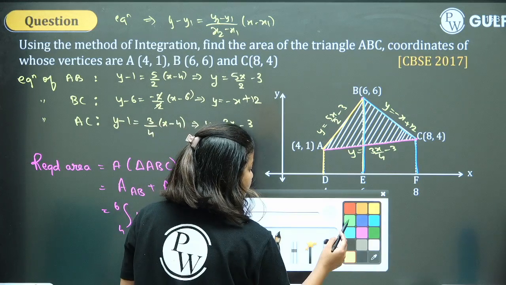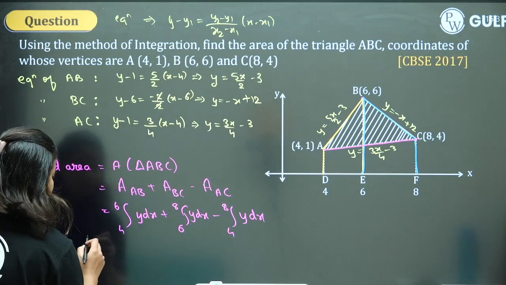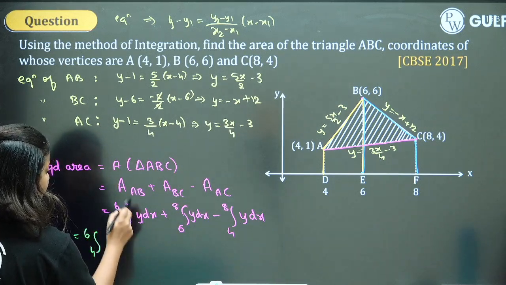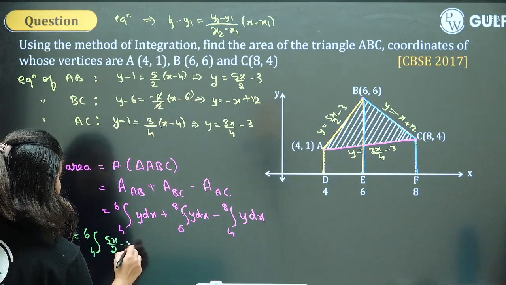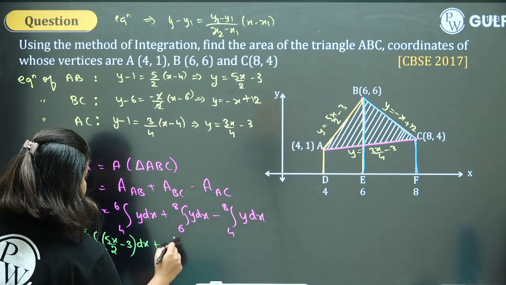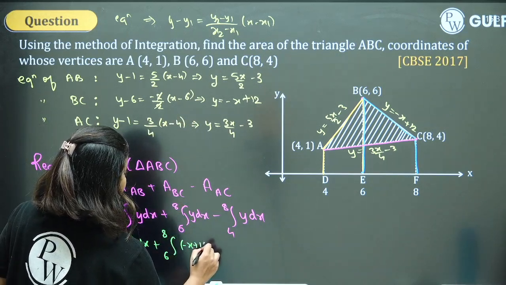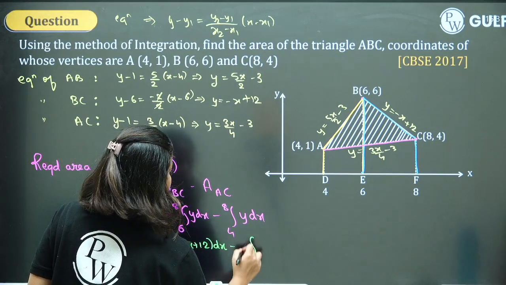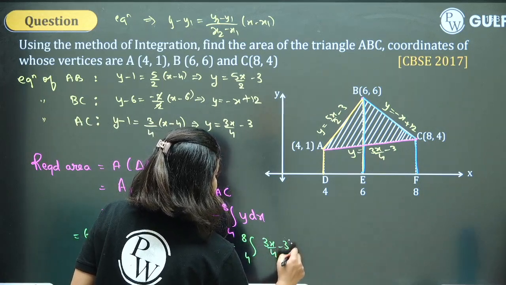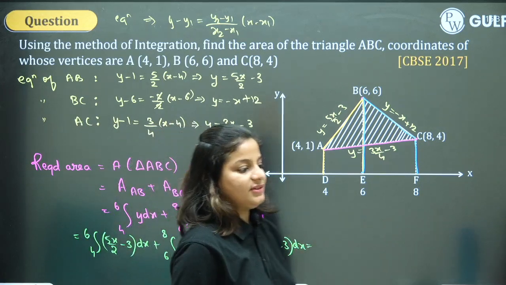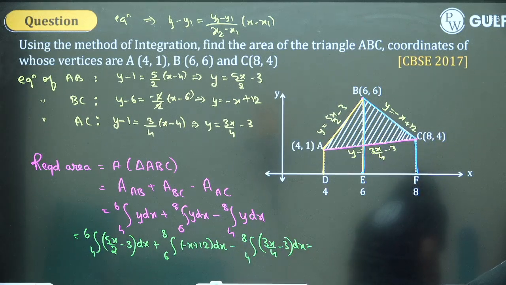Substitute all three equations here. ठीक है, मेरे को लगता है कलर चेंज ही कर देना चाहिए, पिंक बड़ा इरिटेटिंग है. 4 to 6, what is AB? For AB, y is 5x by 2 minus 3 plus 6 to 8. For BC, the value of y is minus x plus 12 dx. And 4 to 8, for AC, y is 3x by 4 minus 3 dx. एंड बच्चों बस फिर आपको पता है करना क्या है, बढ़िया डिजाइन है अपने सामने, इंटीग्रेट करेंगे.